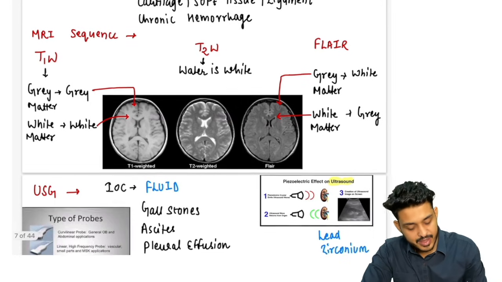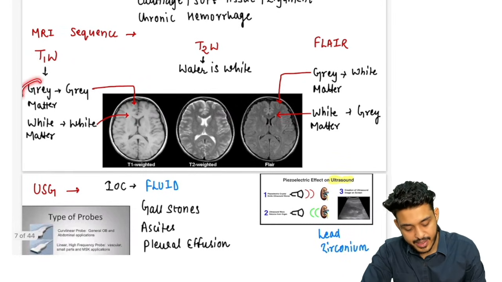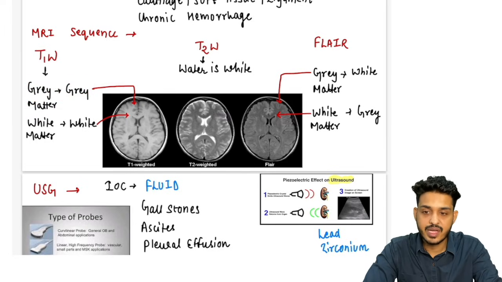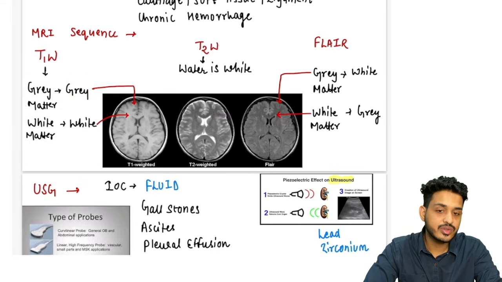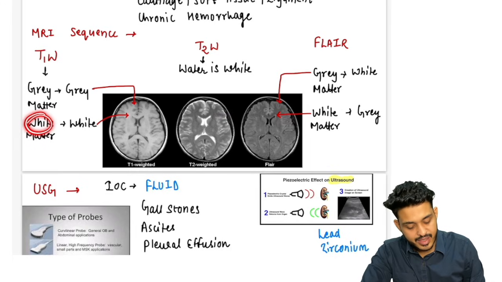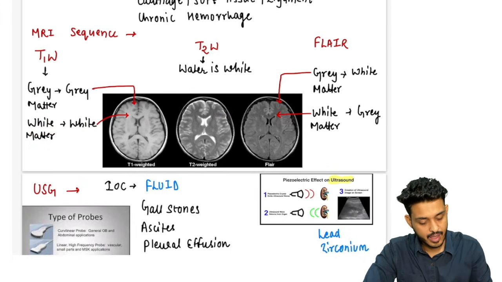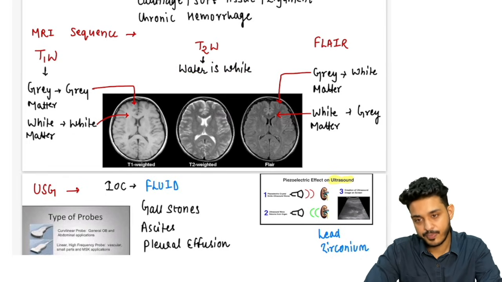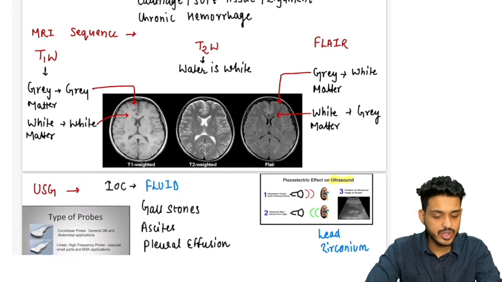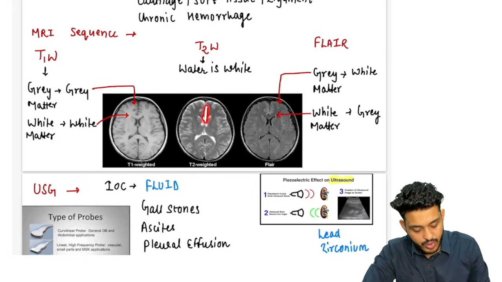T1 weighted, remember this gray matter is going to appear gray. If we are looking at T1, gray matter is going to appear gray. White matter is going to appear white. This is known as T1 weighted imaging. T2 weighted, remember T2, water is going to be white on T2, right? Water is going to be white on T2. So you can appreciate this water is appearing white.